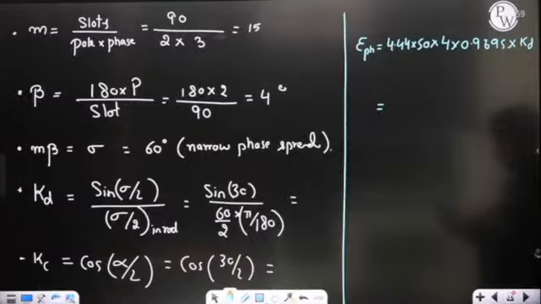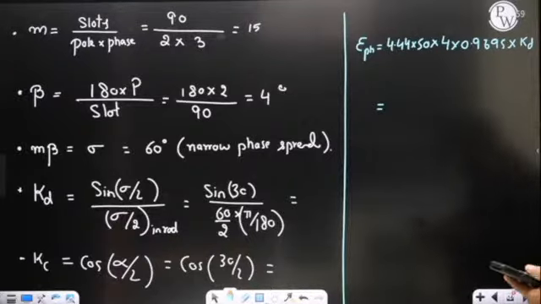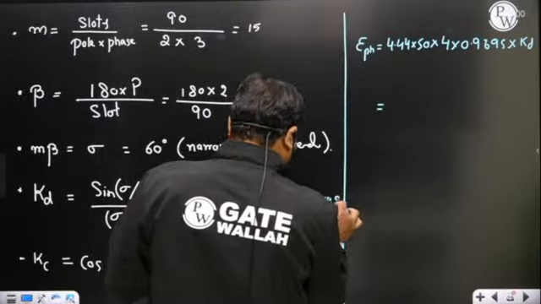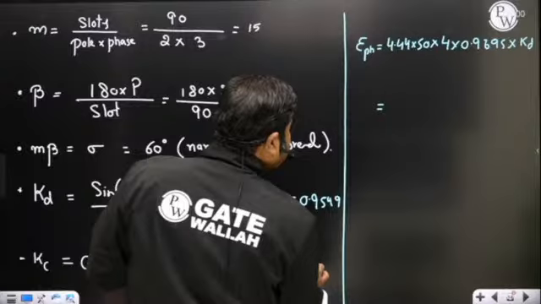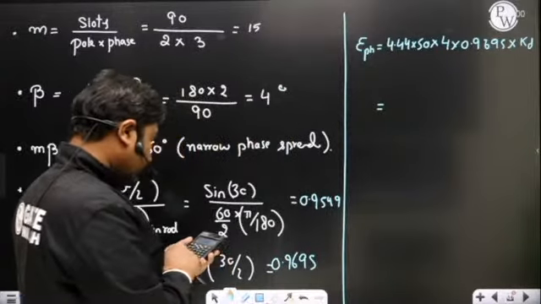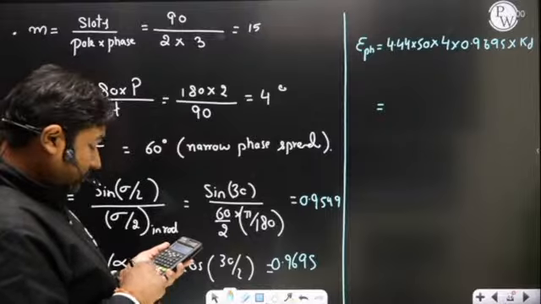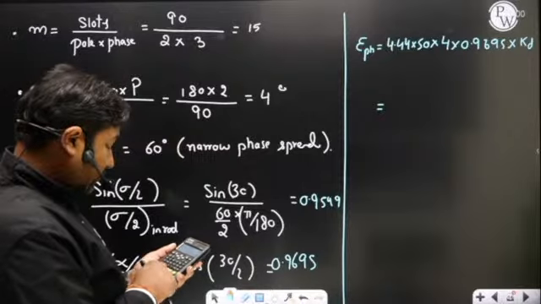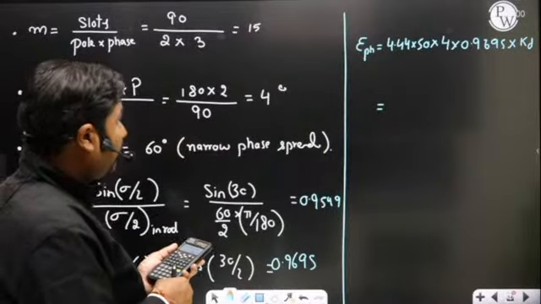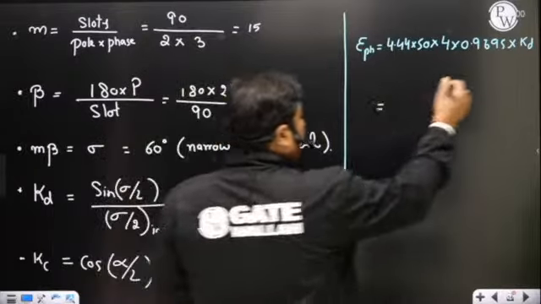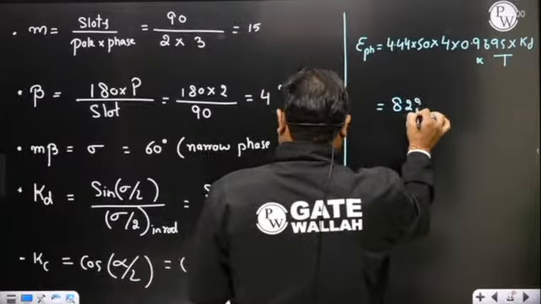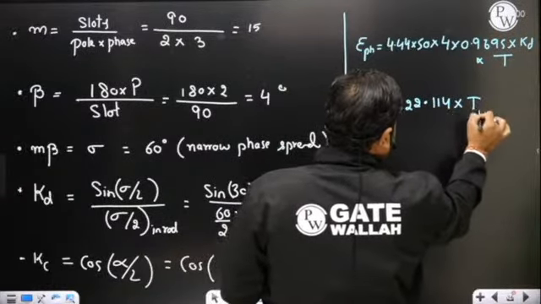Sine 30 by pi by 6, 0.9549, 0.9695 into 4 into 4.44. Still the number of turns is missing here. So 822.114 into turns per phase.